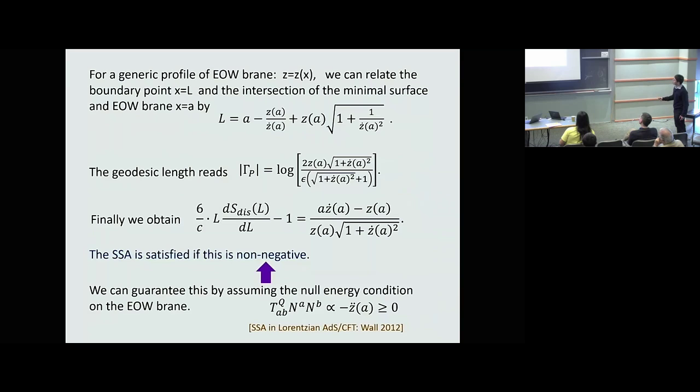Then by assuming the null energy condition of the end of the world brane. So if we have some localized matter on Q, and if we impose this null energy condition, then strong subadditivity is satisfied. This is analogous to the work by Allan Gore about strong subadditivity in Lorentzian AdS/BCFT, assuming also the null energy condition. So in that case, the g-theorem also holds in this setup. So this is a holographic counterpart of the g-theorem.